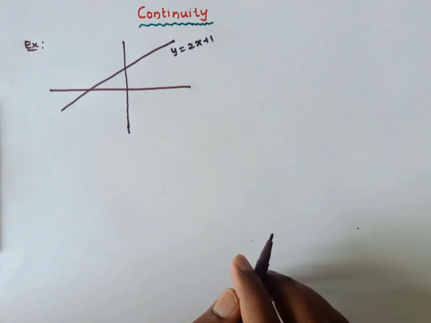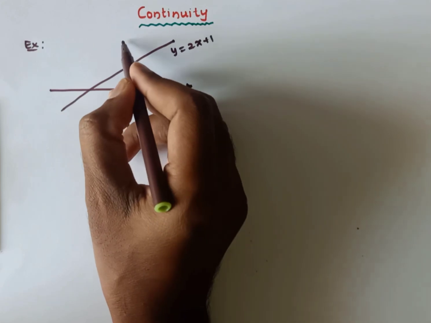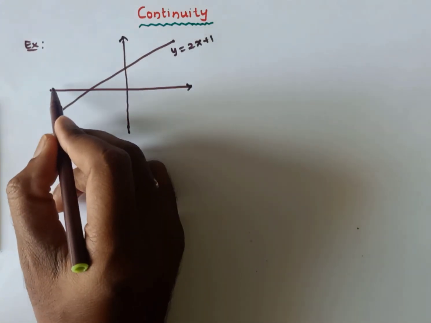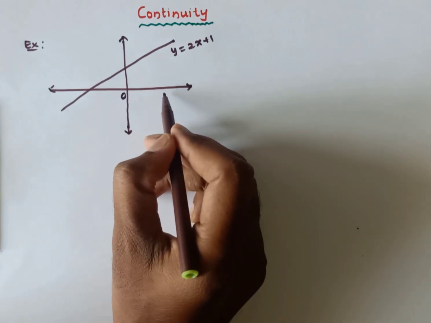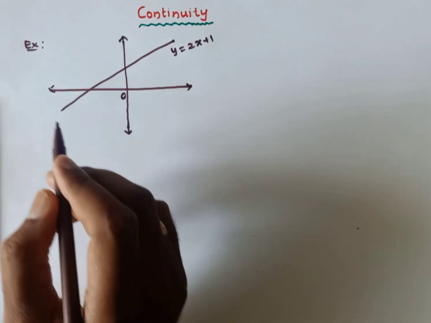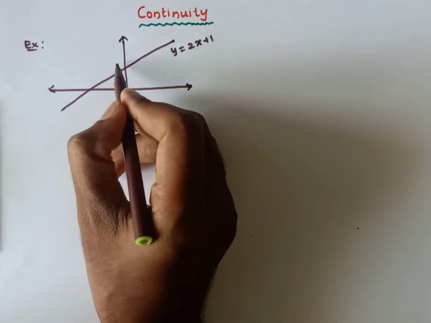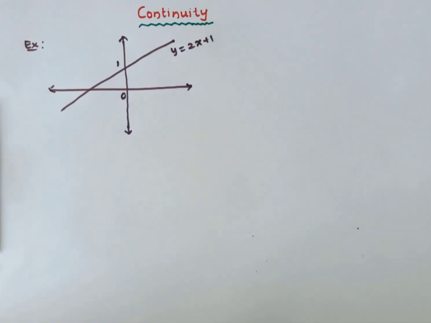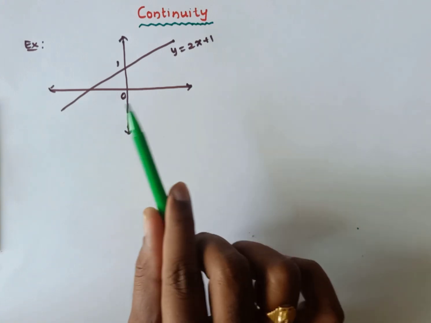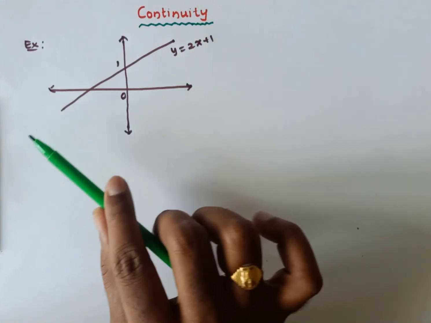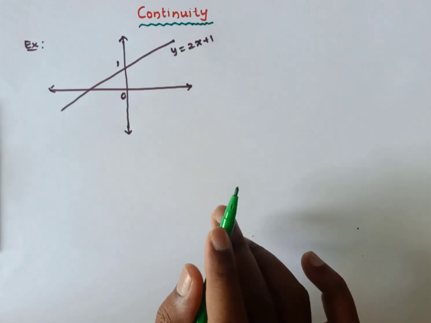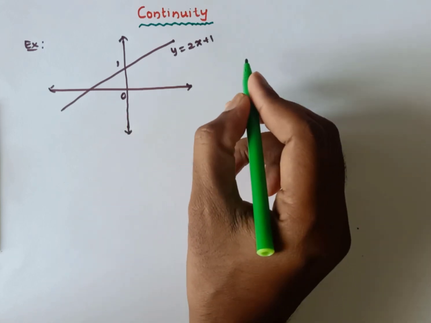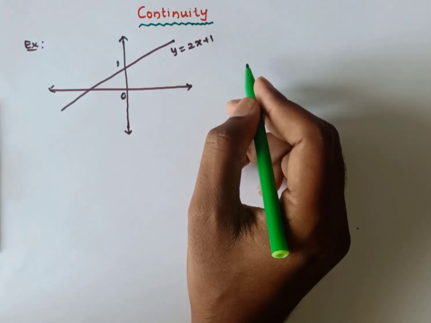y equals 2x plus 1, or x plus 1, or x minus 1. Now this is the graph of this, with 0, 1, 2, 3 and so on up to plus infinity, and these are all minus infinity, and this is 1. Here you can observe that there are no breaks or holes on the graph, no gap or hole. For example, let us check the continuity or limit at x equal to 0.